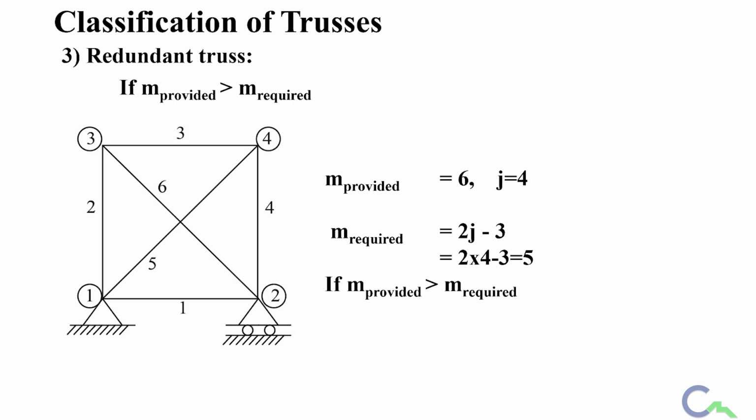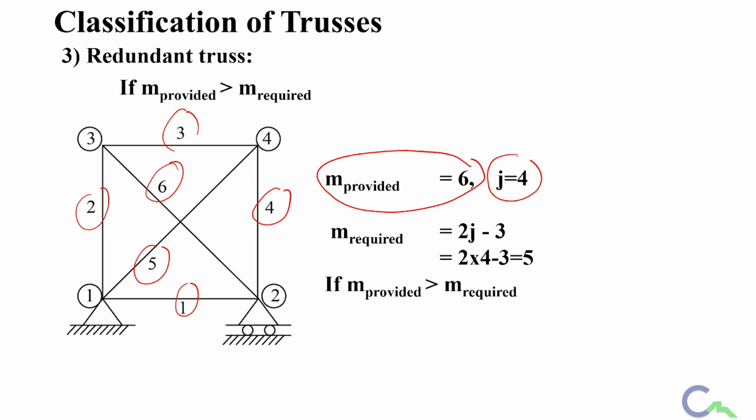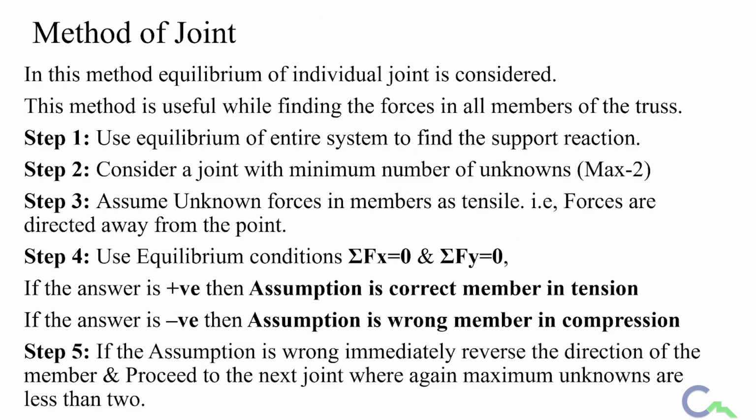If the number of members provided is more than the number of members required, I can say that type of truss is a redundant truss. In this case, they provided 1, 2, 3, 4, 5 and 6 members. So the number of joints is 4. By using the formula, the number of members required is 5. But they provided more, that is, they provided 6. Therefore this type of truss is known as a redundant truss.